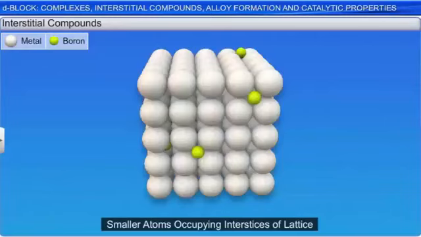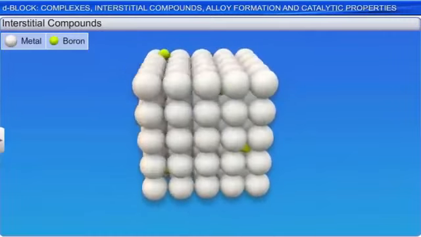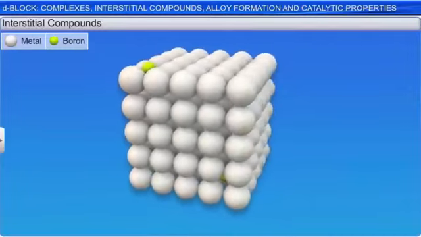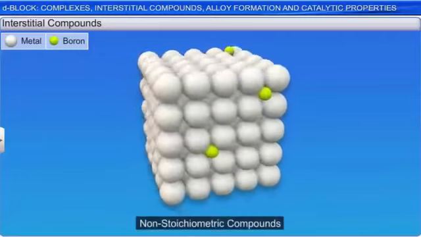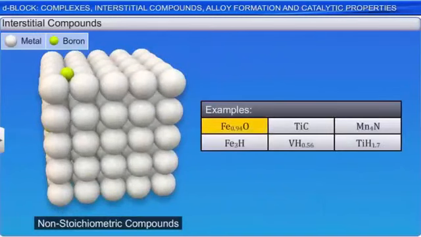The component elements of these compounds do not combine in definite ratios. Hence, these substances are also known as non-stoichiometric substances. For example, Fe0.94O, TiC, Mn4N, Fe3H, VH0.56 and TiH1.7. Note that the formulae do not correspond to any normal oxidation state of the metal.